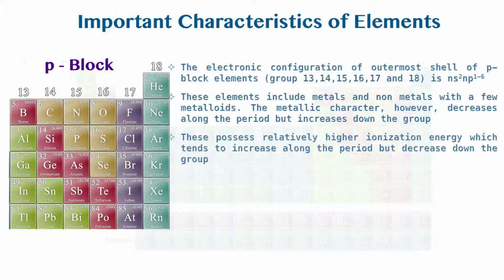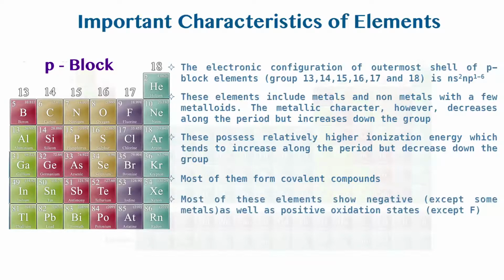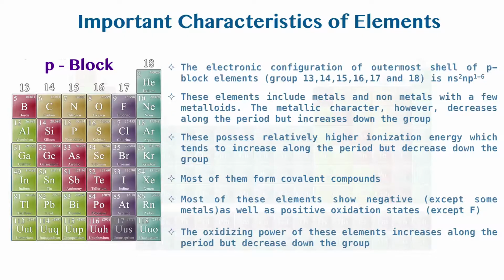These possess relatively higher ionization energy, which tends to increase along the period but decreases down the group. Most of them form covalent compounds. Most of these elements show negative as well as positive oxidation states. The oxidizing power of these elements increases along the period but decreases down the group.